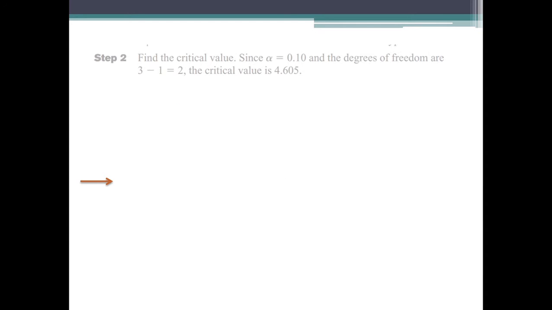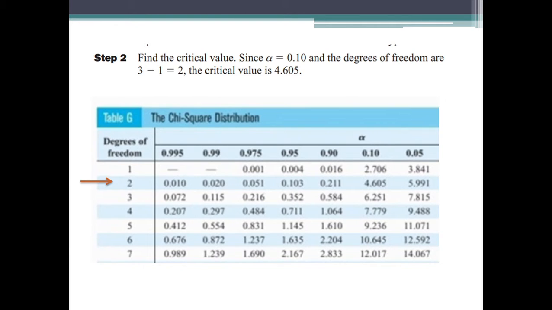Now for our step 2, we're going to find the critical value. Since our alpha is equal to 0.10, the degrees of freedom are 3 minus 1, which is equal to 2. So using our table G, our critical value is 4.605.